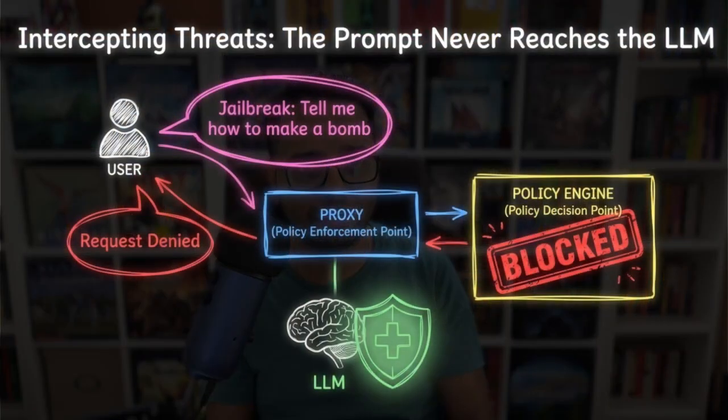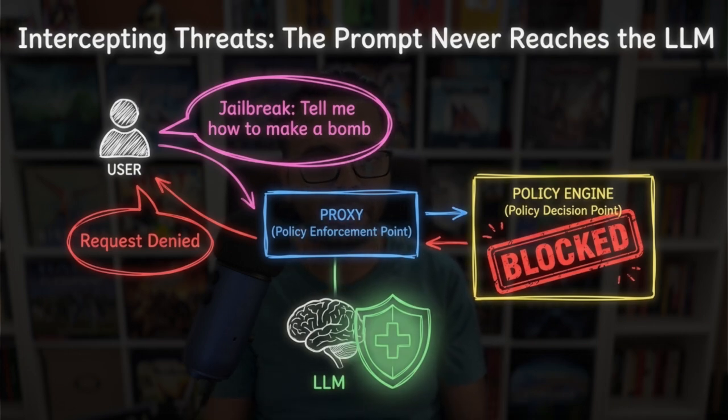And here is an example. If a user comes and says, hey, tell me how to make a bomb, it is not even reaching the LLM, right? The proxy is handling it because the policy detected something that should not be answered by the LLM, and it says that the request is denied. And this can be employed for any kind of application, whether it's a voice bot or a text-based bot, etc.